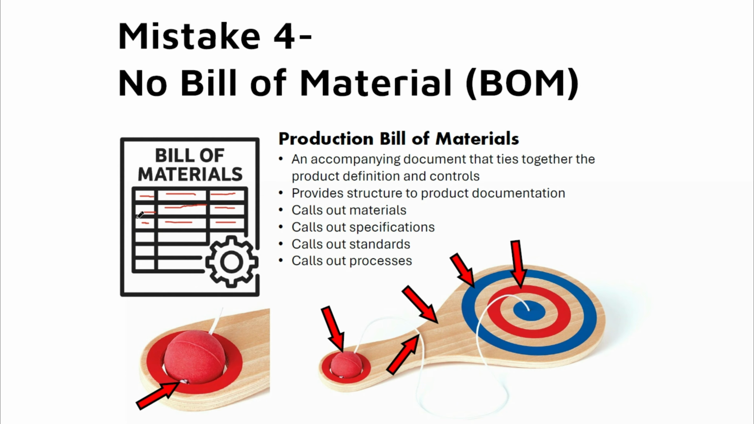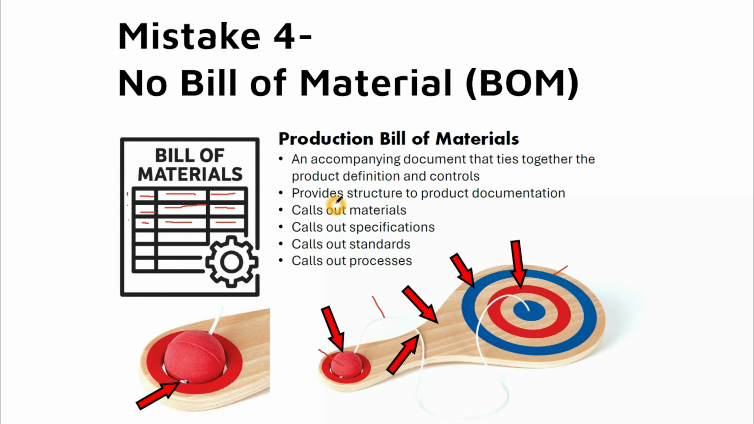And if you put them all together, so 1, 2, 3, you can have maybe 1 for the board, 1 for the string, and 1 for the ball. And then you list all of those things for the individual part, the sub-assembly, and the complete assembly together. You put standards and references together, and that is what a bill of materials does. So let's quickly look over this list right here. My definition of a bill of materials is an accompanying document that ties together the product definition and controls.